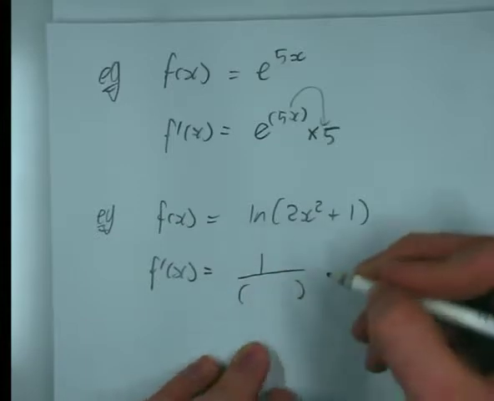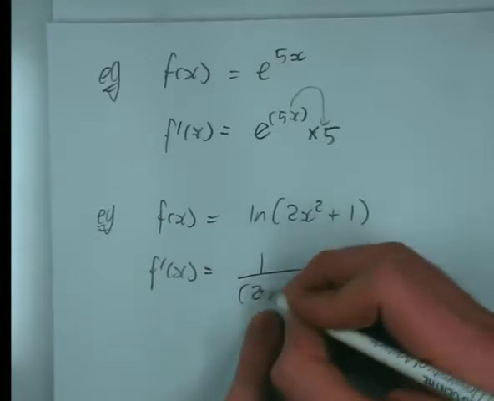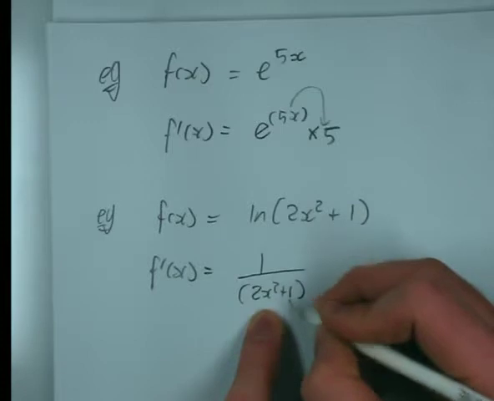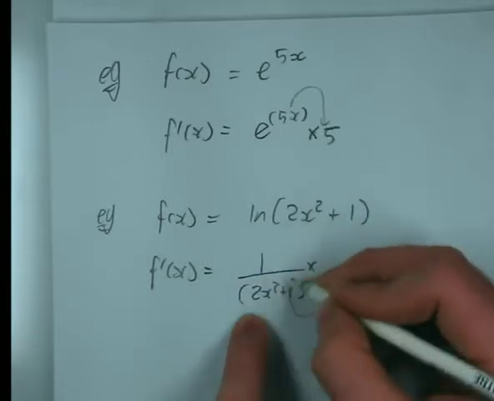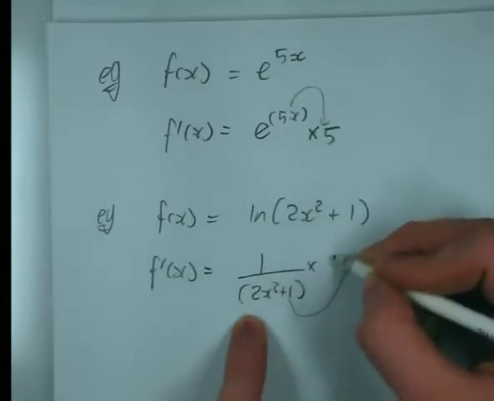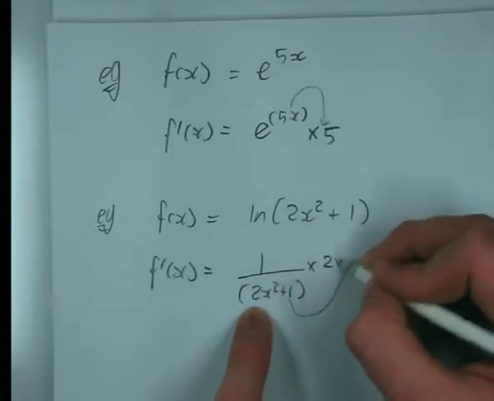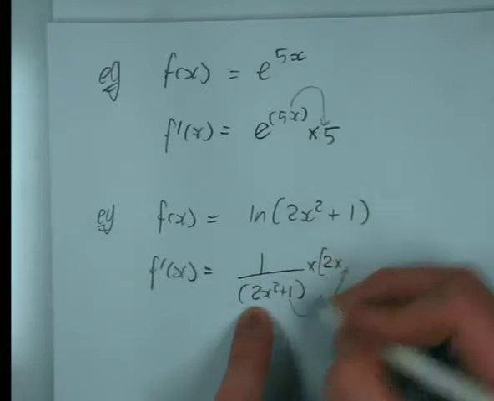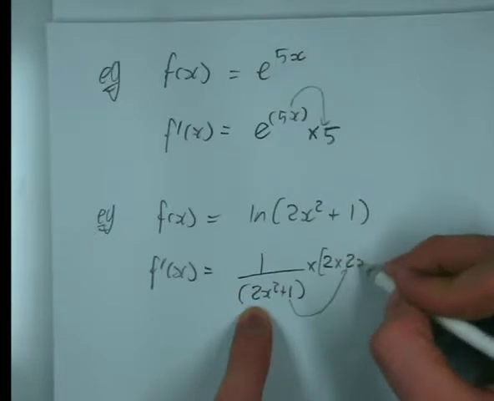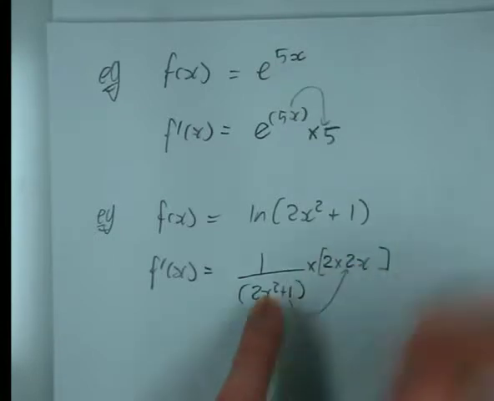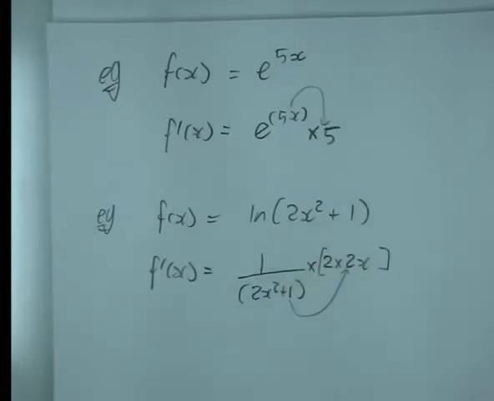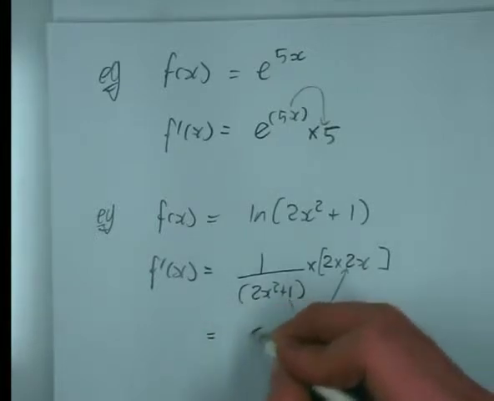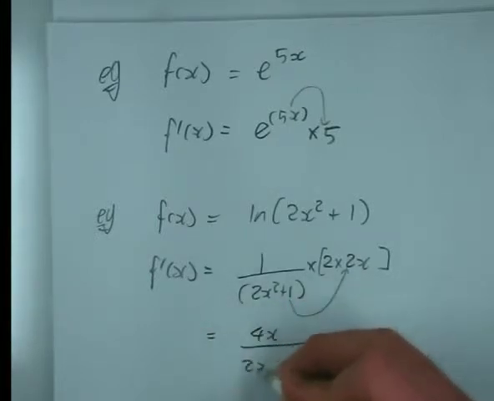Only it's not an x, it's a 2x squared plus 1. So I'm going to have to multiply by the derivative of what's here. And the derivative of that would be, well, let's see, the 2 is multiplied on, so it will still be there. And the derivative of x squared would be 2x. And the derivative of 1 would be 0, so I get that. And so I do a little bit of algebra to make it look prettier.